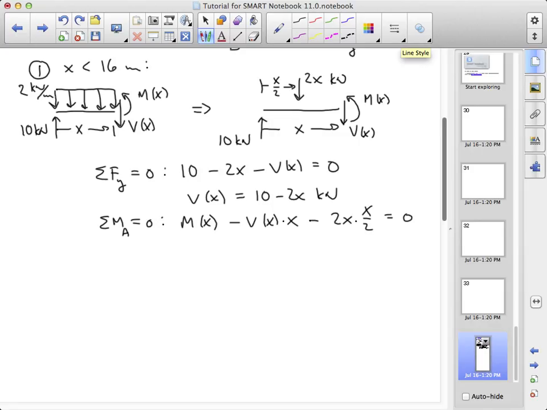But we know v of x, so if I move these last two terms over to the right-hand side, I have m of x is v of x, 10 minus 2x kilonewtons, times x plus x squared. And we can see that we'll have a minus 2x squared plus x squared. The net result will give us 10x minus x squared kilonewton meters.